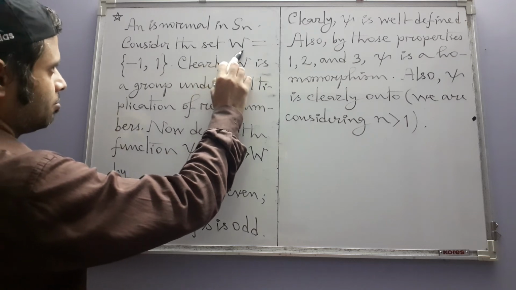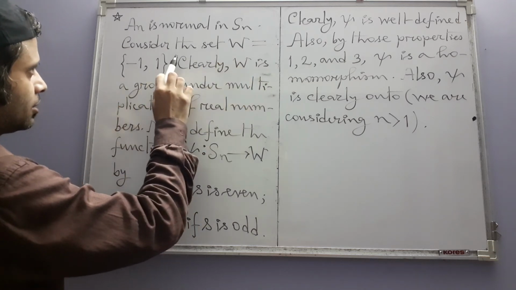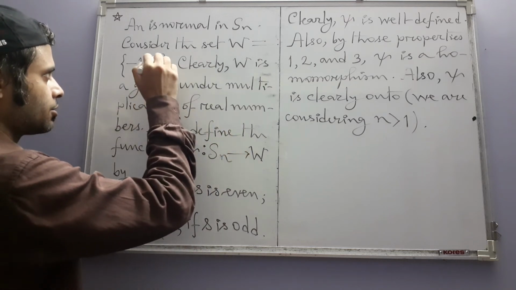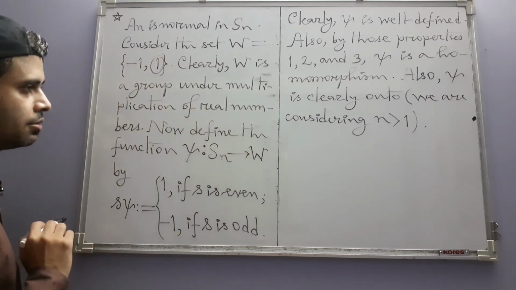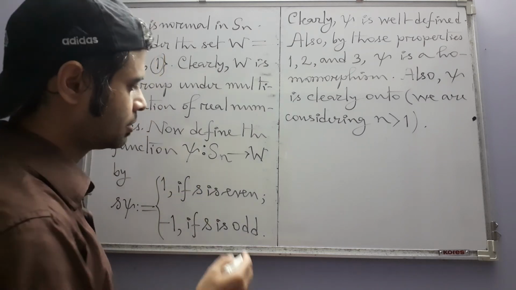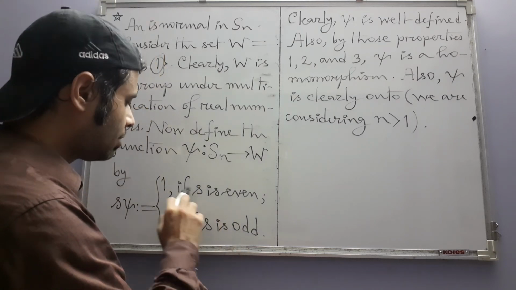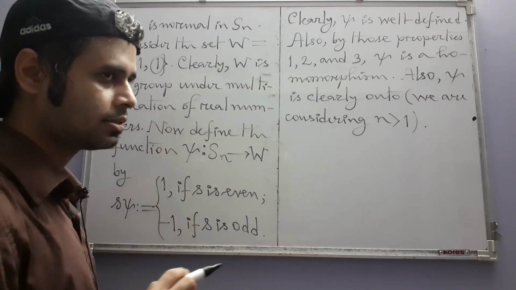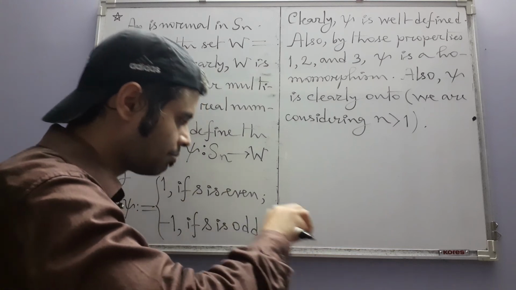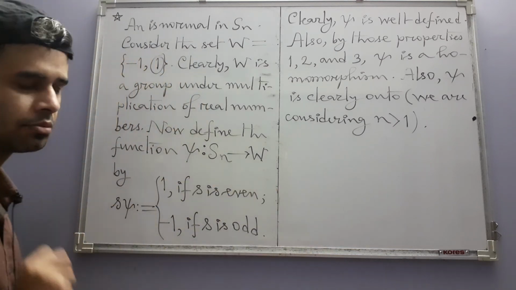Looking at the group W, you can clearly see that because it's a group under multiplication of real numbers, the identity element is 1. And the kernel of psi by its very definition is the inverse image of 1 under psi. That is, it is the set of those elements in Sn which all of them get mapped onto this identity element 1.